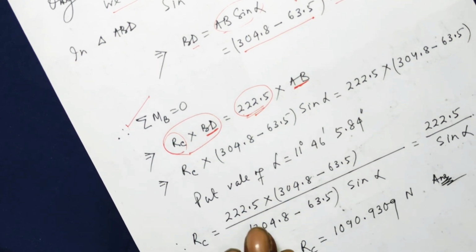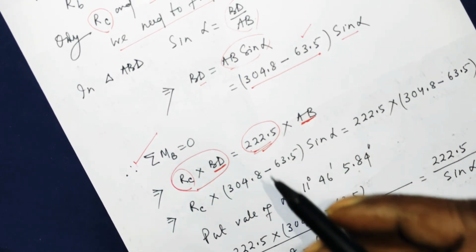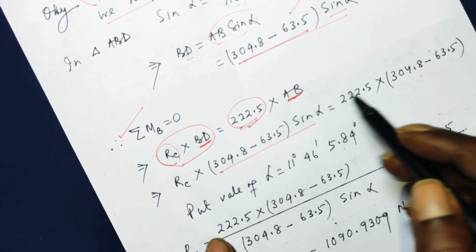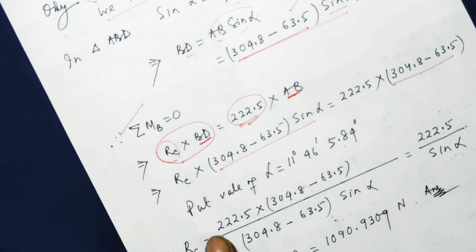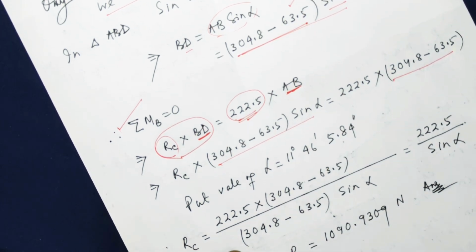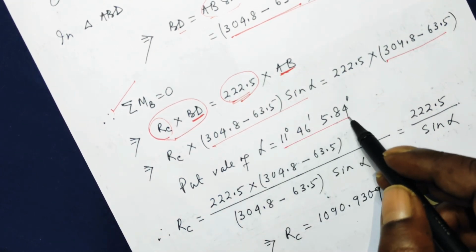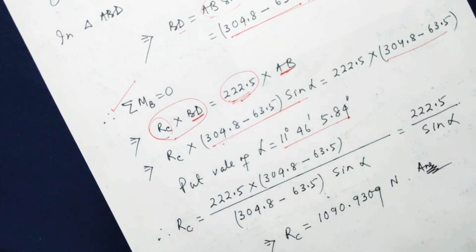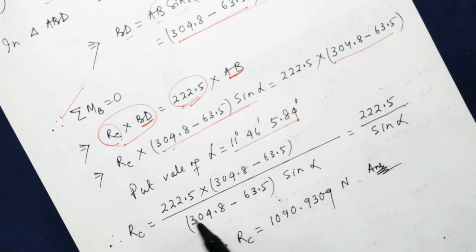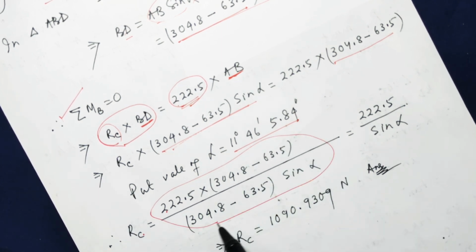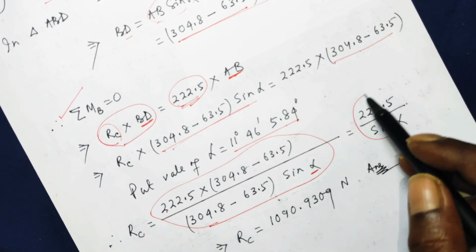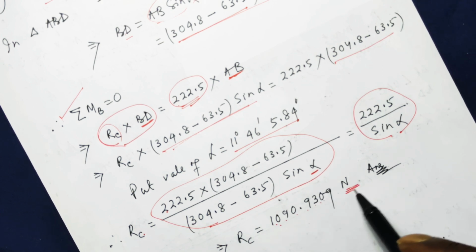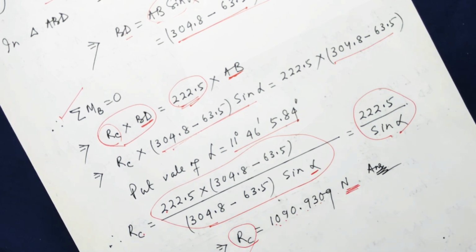from the point B. So now substitute the value of BD, which we just calculated here, put it here, and AB we have just calculated. So put the value of alpha, that has also been calculated. So keep RC on one side, take the other quantities to the right hand side. So this becomes this much. Put the value of alpha, put it in a scientific calculator. So this comes out to be 1090.9309 Newton, the reaction force at C.